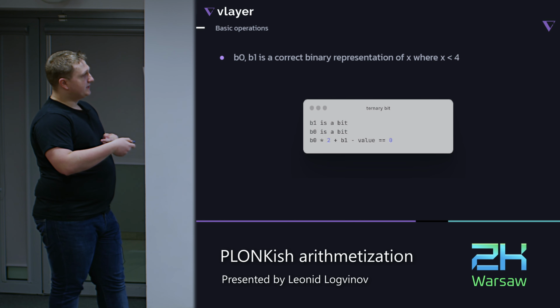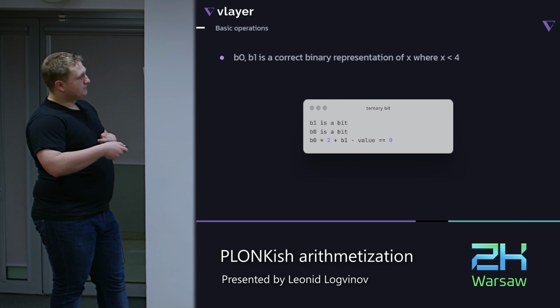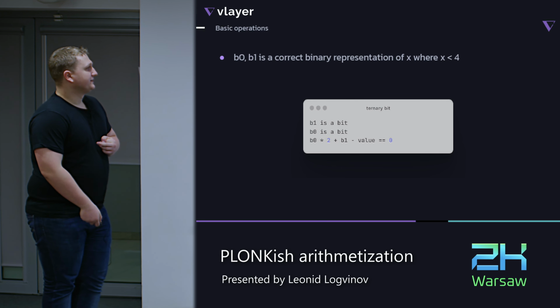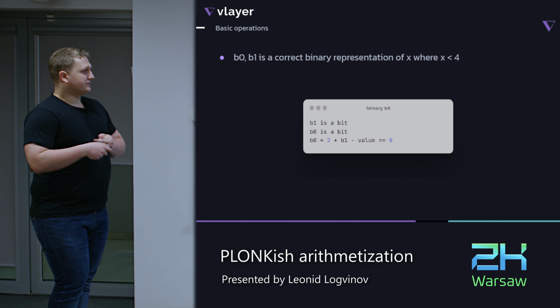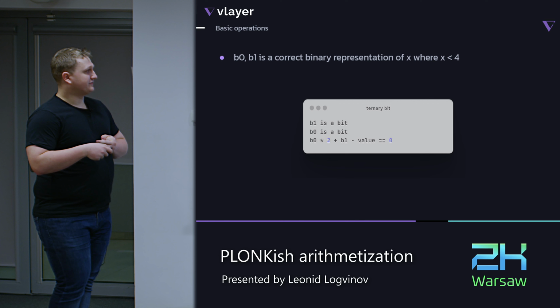We know how to do it. And then we will assert that B0 is a bit, and then we will check that B0 multiplied by 2 plus B1 minus value equals 0. This is the trick that we'll see a lot. The actual compiler uses it. That's why I'm getting you used to this notation of not having value here, but having value here.